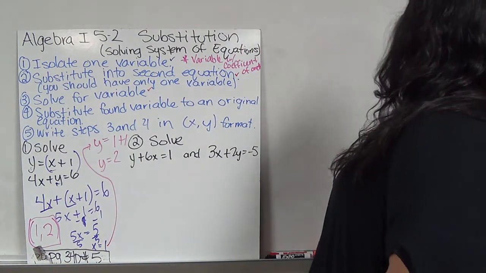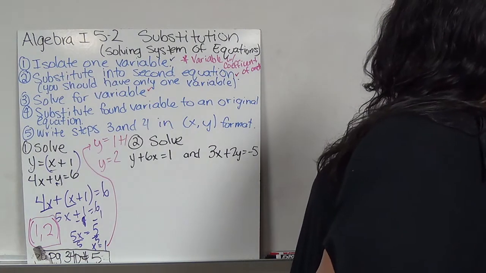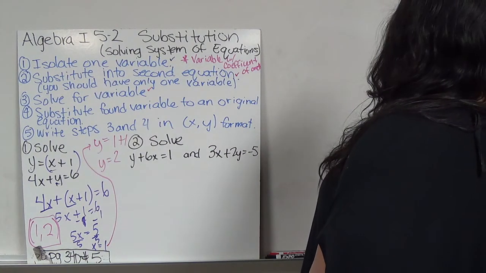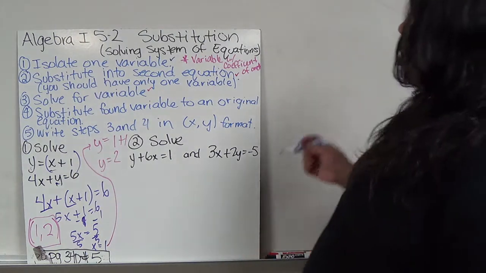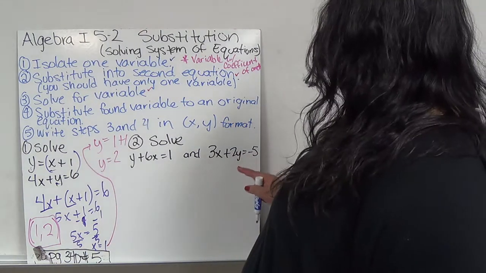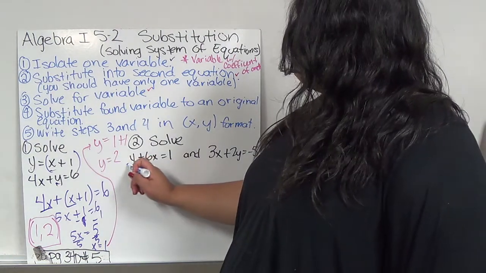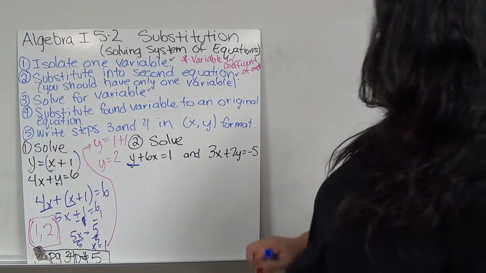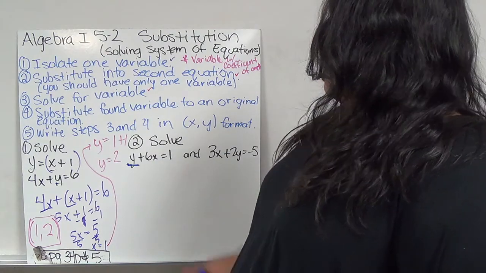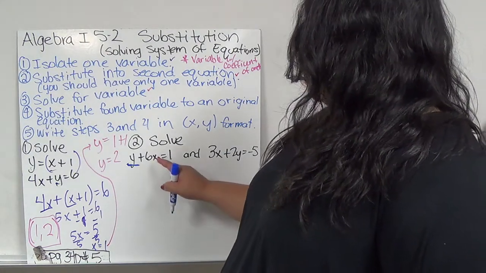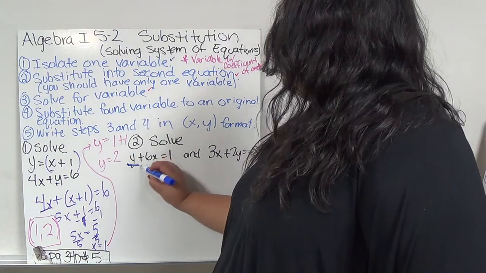The next one is not so simple because we don't have a variable already isolated, but what are my choices? I actually only have one choice. Everything except my y has a coefficient in front of it. So this is the only one I can solve. And the term I need to get rid of is positive 6x, so the opposite would be negative 6x.